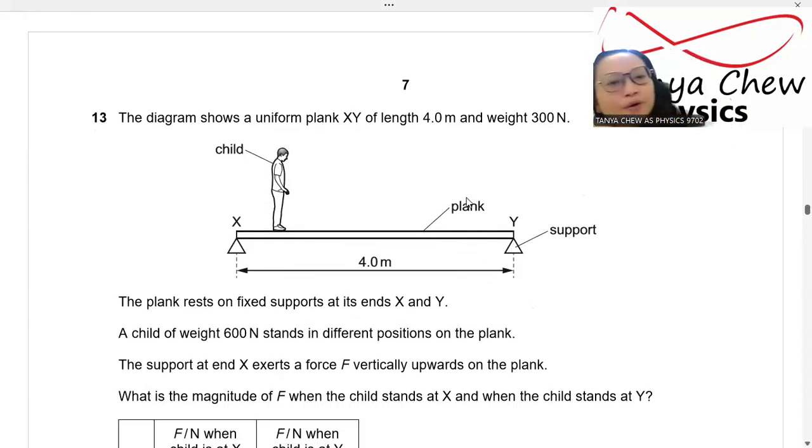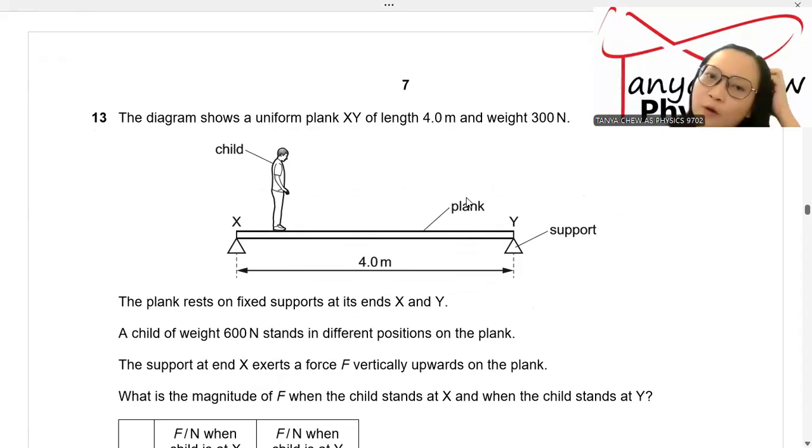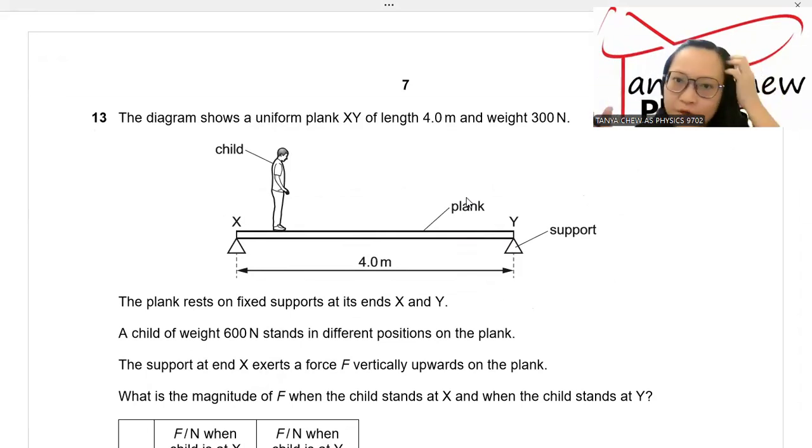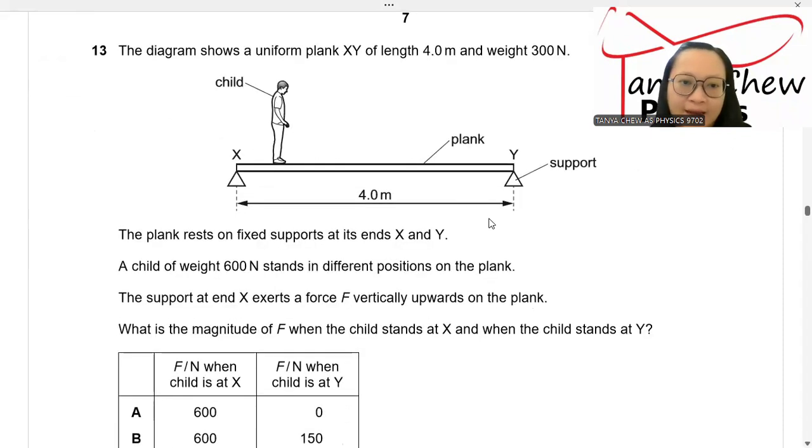Now, question number 13. The diagram shows a uniform plank XY of length 4 meters and weight 300 Newton. The plank rests on fixed supports at its ends, X and Y. A child of 600 Newton stands in different positions on the plank. The support at X exerts a force F vertically upwards on the plane. What is the magnitude of force F when the child stands at X and when the child stands at Y?